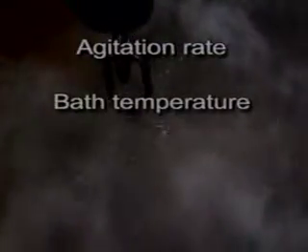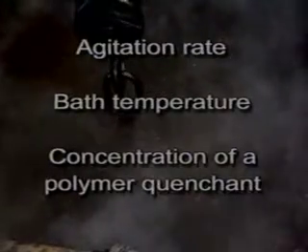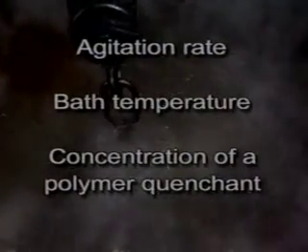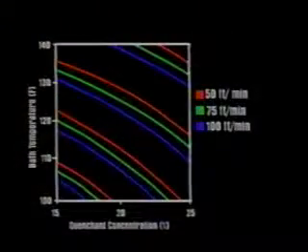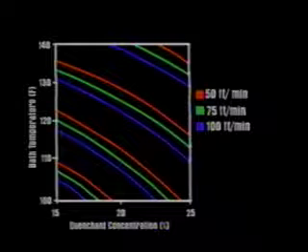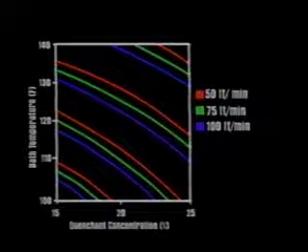Some of the most common variables that must be considered in quench processing include agitation rate, bath temperature, and concentration of a polymer quenchant. The impact of these variables can be easily illustrated from the Grossman H factor contour plot. In this figure, it is shown that increasing the agitation rate from 50 feet per minute to 75 feet per minute to 100 feet per minute increases the Grossman quench severity factor. The increasing Grossman numbers mean faster cooling.